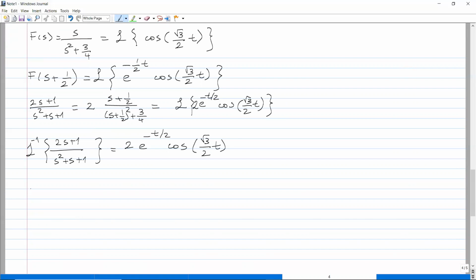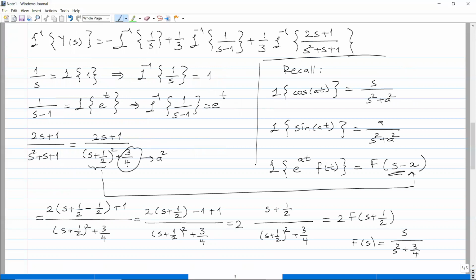So finally, my solution is the Laplace inverse of the whole function. Remember, it has 3 parts. Okay, let's go back up. In the first part, I have minus the Laplace inverse of 1 over s, so I have -1.